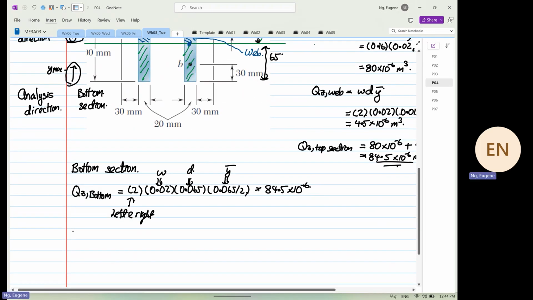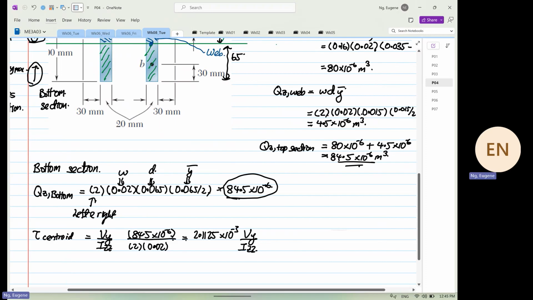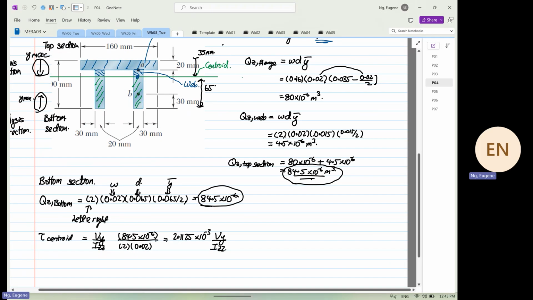So for this case, the shear stress at the centroid is equal to Vy over Izz multiplied by 84.5 times 10 to the power minus 6 divided by twice the thickness, which is 0.02. This will become 84.5 times 10 to the power minus 6 divided by 2 times 0.02, which is equal to 2.1125 times 10 to the power minus 3 Vy over Izz. Now this value you see over here and this value you see over here, are they the same? Yes or no? They are exactly the same.